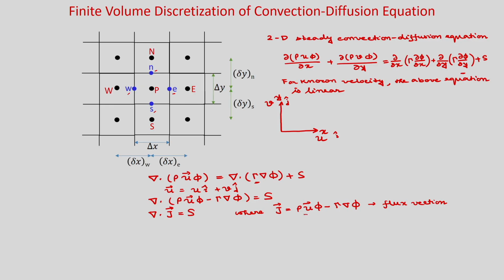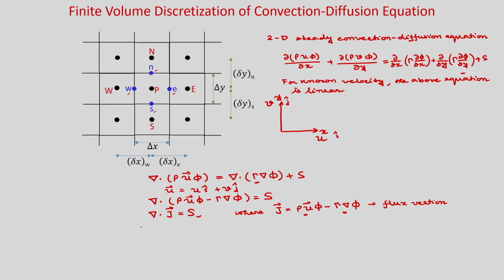So, the first term is the convection term and the second term is the diffusion term. This equation, divergence of J is equal to S, you have already discretized in the last class, and you know all the assumptions involved while integrating this equation in the main cell P. We will follow the same procedure, the same assumptions are valid here, and we will write the discretized equation for divergence of J is equal to S.